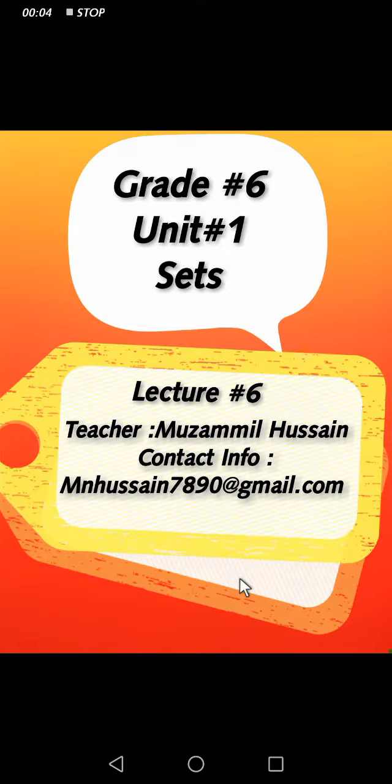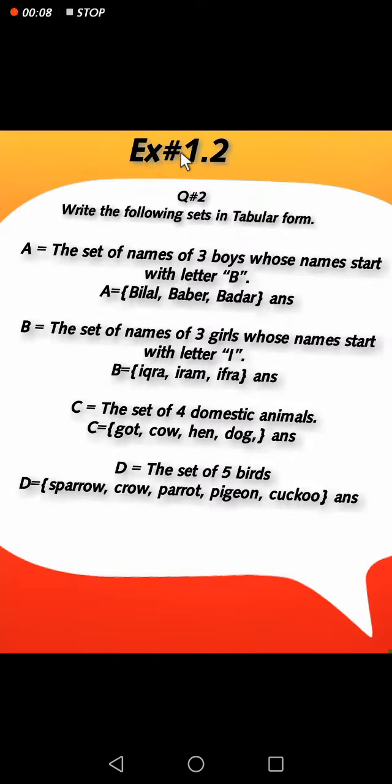Today we are going to start our lecture number 6. Exercise 1.2, question number 2. Write the following sets in tabular form. Dear students, in tabular form we list the elements in curly brackets and separate them with the help of commas.